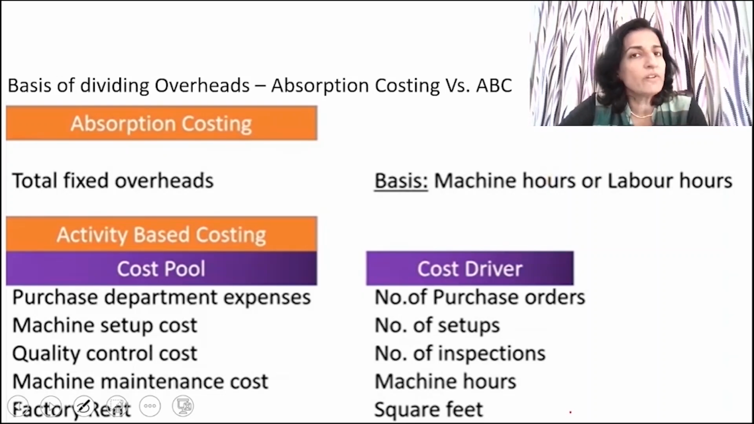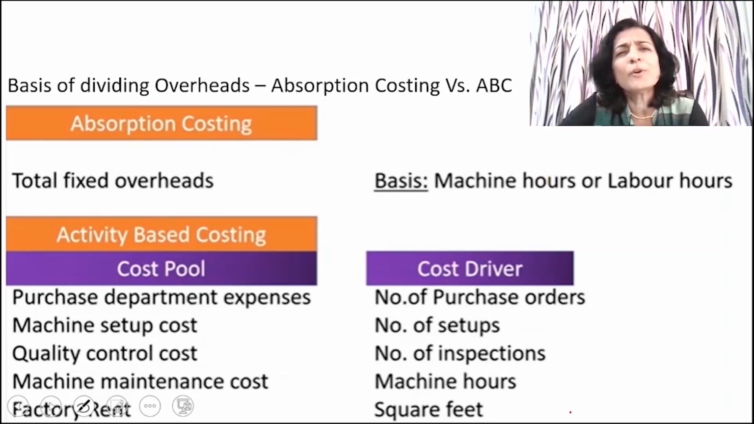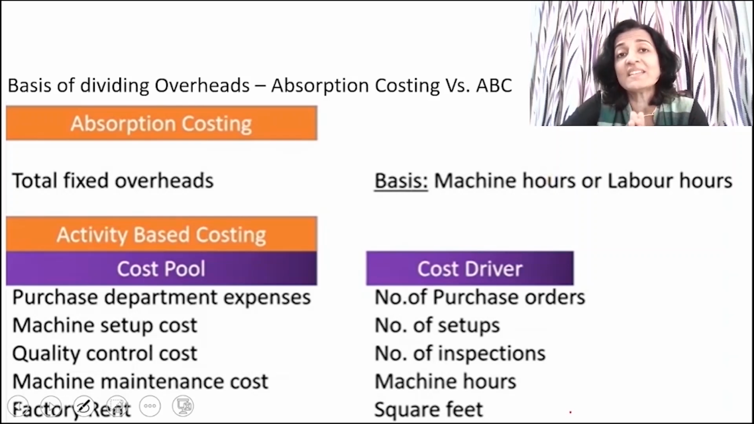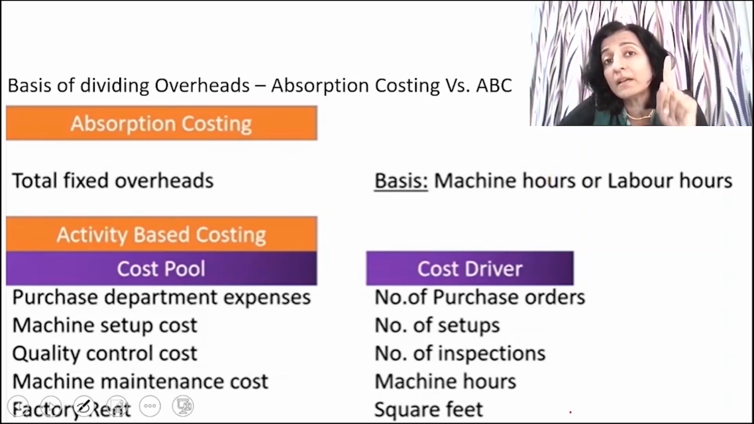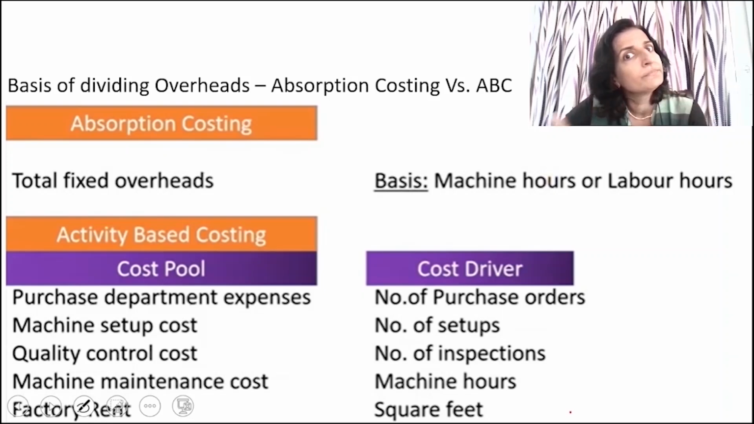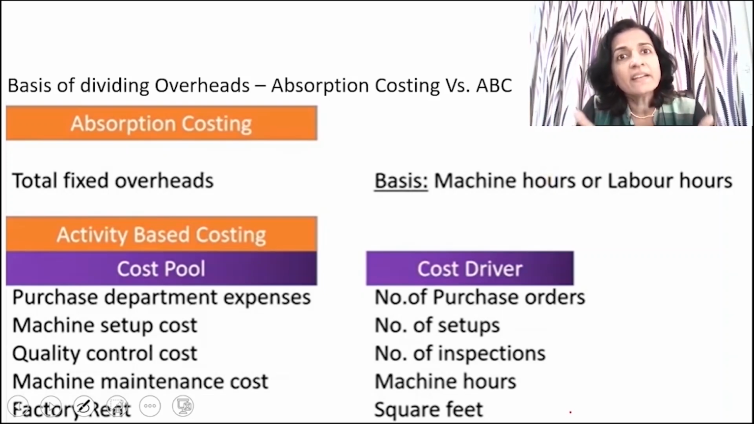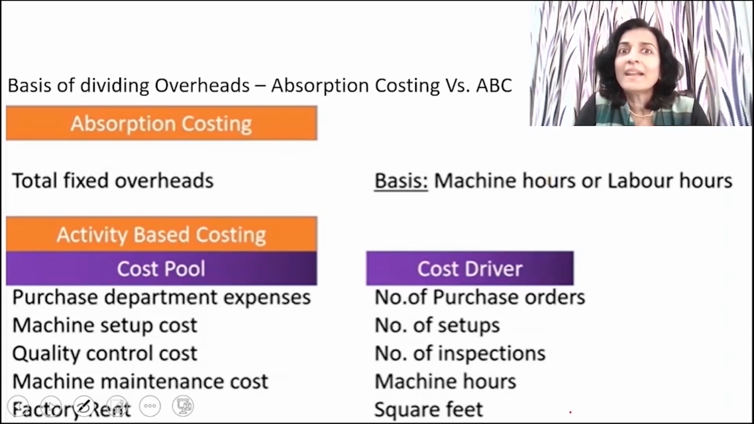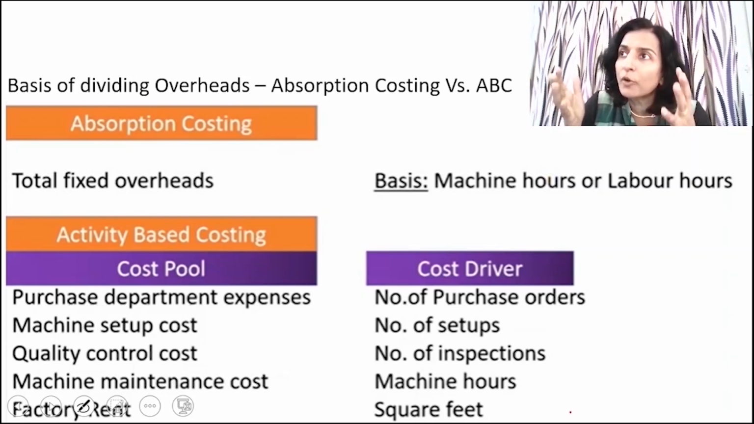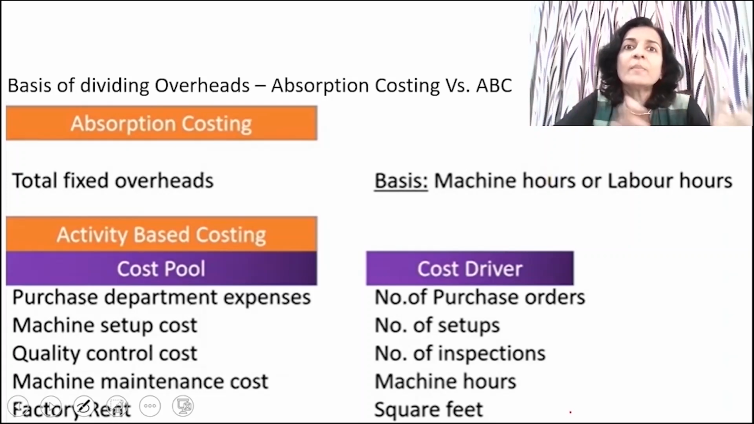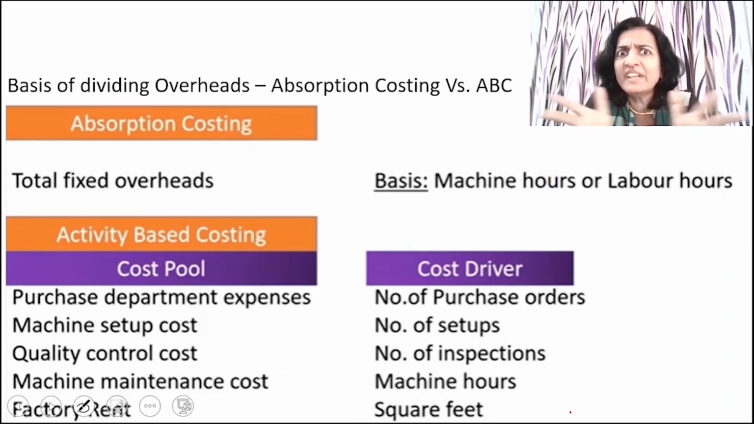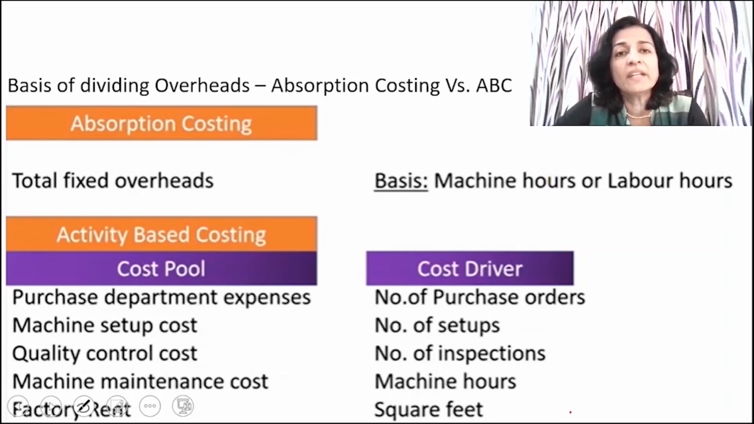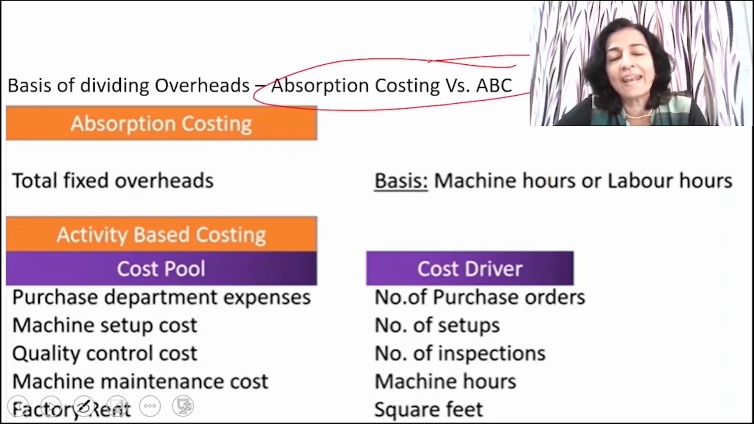Now, a small question. What we were talking about was indirect expenses. What about direct expenses? Is there any difference in the manner in which direct expenses are divided between the products under absorption costing and under ABC? No, there is no difference. Direct expenses are those expenses which can be directly linked to that particular product, like the direct materials or the direct labor. So for each product, we know exactly what is the direct materials consumed by that product. There is no question of dividing between products. It is only in case of overheads that there will be a difference between absorption costing and ABC.